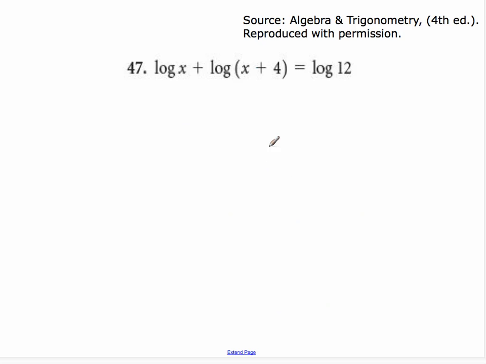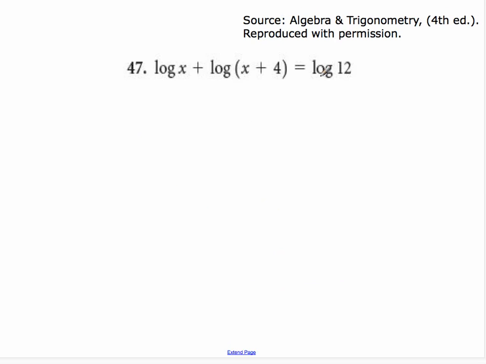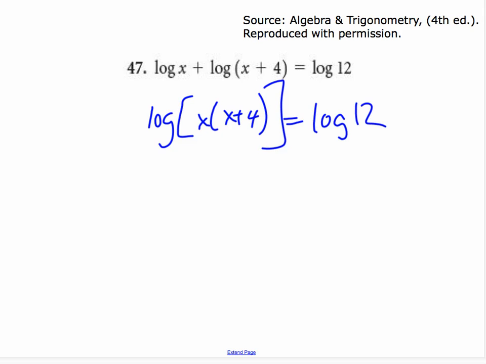Okay, last question, just some more practice. Seems like just like the last, oh no, it's different. I have a log right here, whereas on this last question, I just had a number. So on this one, let's try and combine these again. So that would be log of x times x plus 4 equals log of 12.